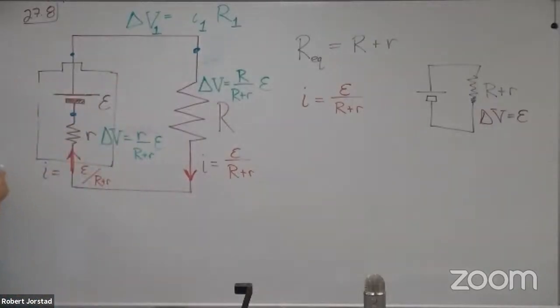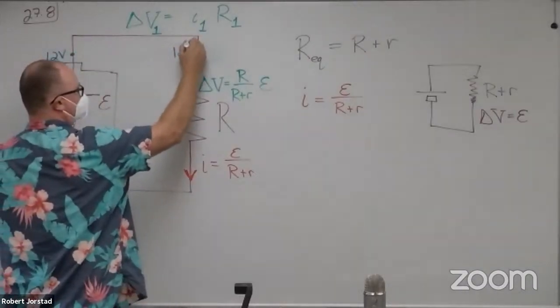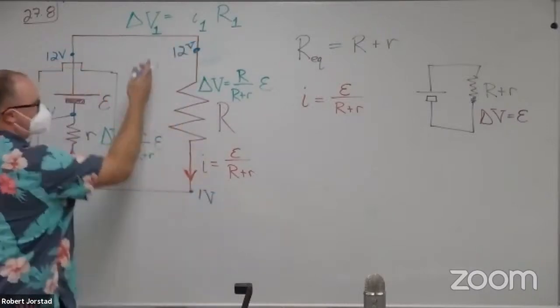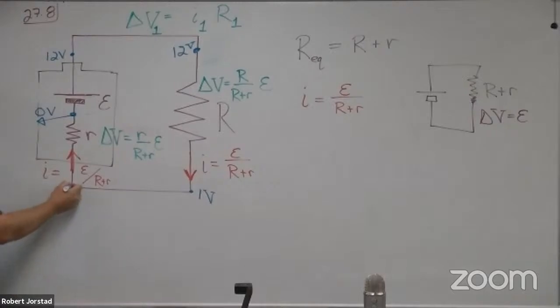Let's say I call this spot 0 volts. So if that's 0 volts, this spot would be at 12. This spot would be at 12. This one would be at 1 because I lost 11. And then this one right here would still be at 1. And the idea is I'd lose the last one going upwards to 0. So that probably makes a little bit more sense to you. So where you put ground in the circuit really matters.